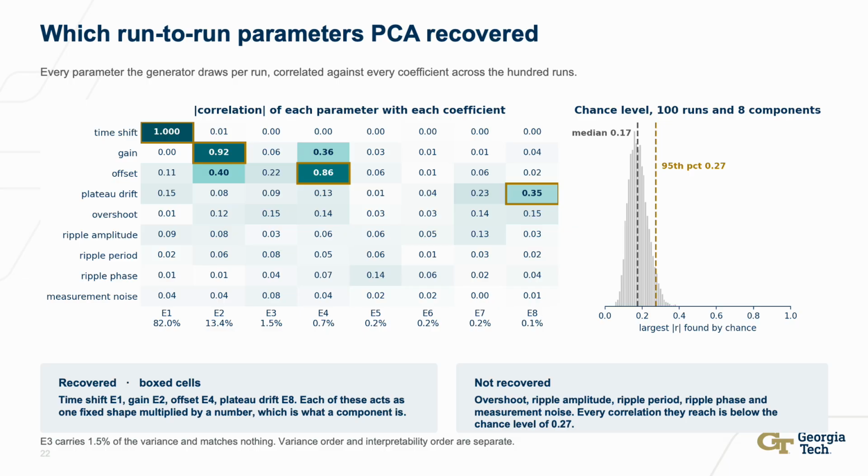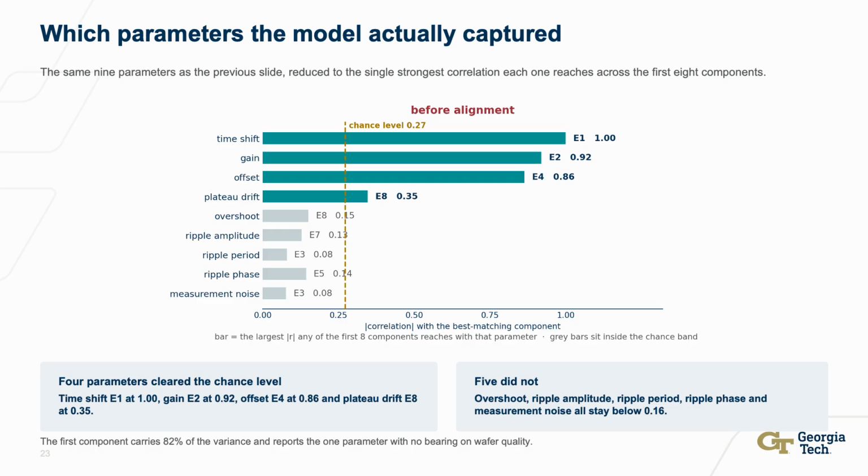One more thing to notice on the E3 column: E3 carries 1.5% of variance, more than E4, yet it matches nothing. So ordering by variance and ordering by interpretability are not the same thing. Here is the same information collapsed to the single strongest correlation each parameter reaches. This is the version to remember. 4 parameters are above the chance line: time shift, gain, offset, and plateau drift. 5 are below it.